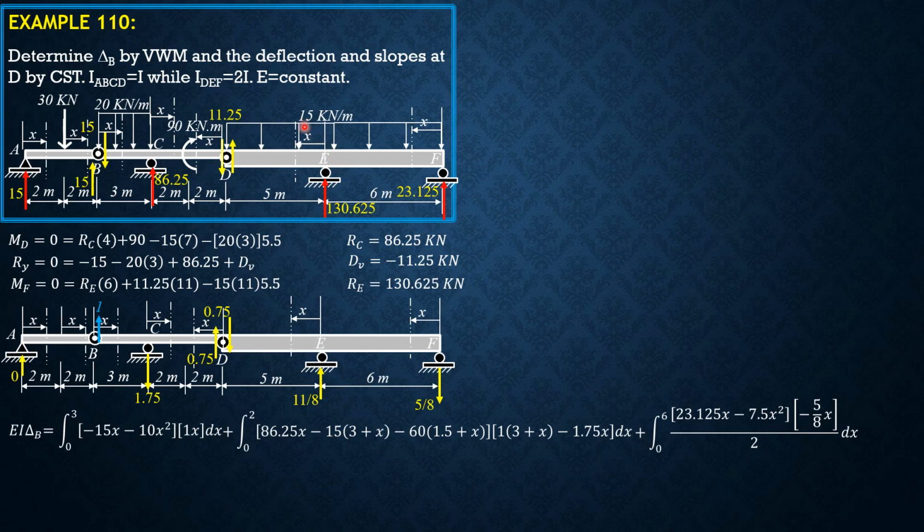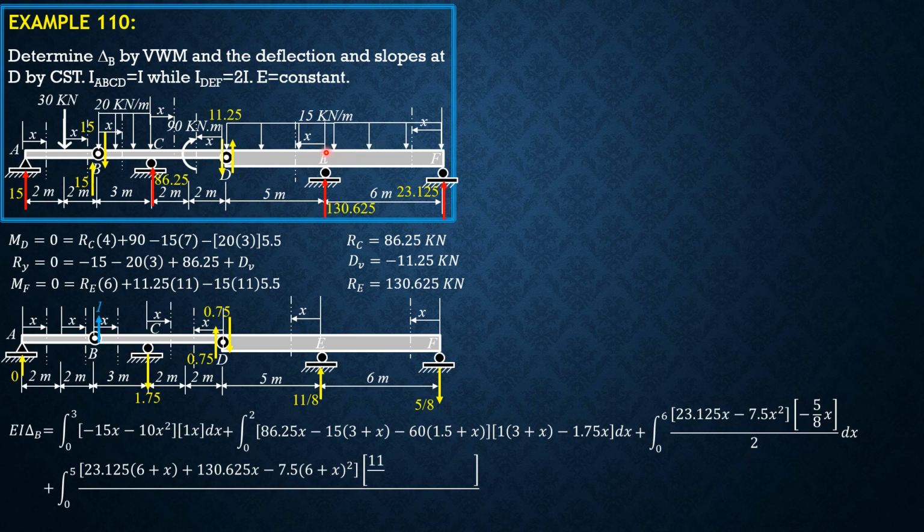Then in this section here, considering forces to the right, plus integral 0 to 5 of 23.125 times 6 plus x plus 130.625 times x minus 7.5 times 6 plus x quantity squared, or 15 times 6 plus x times 6 plus x over 2, so that's why minus 7.5 times 6 plus x squared. Then for virtual forces, 11 over 8 times x minus 5/8 of 6 plus x, this one. Then everything divided by 2 because the moment of inertia is 2.